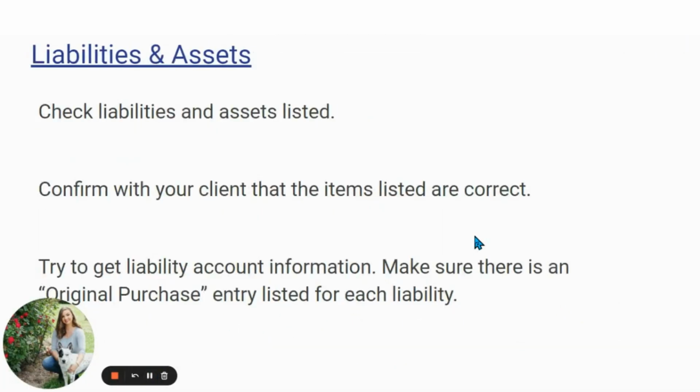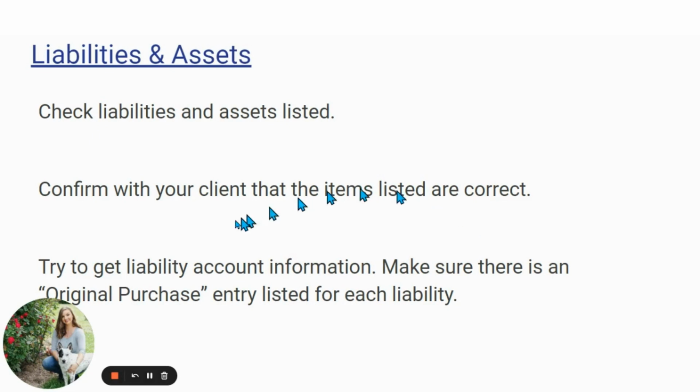All right, so now we're going to talk about liabilities and assets. We kind of covered this a minute ago in the balance sheet, but we want to check the liabilities and assets that are listed, confirm with your client that the items listed are correct, try to get liability account information, and make sure there's an original purchase entry listed for each liability. So this client actually doesn't have any liabilities. They're a fairly new business, and so they don't have any loans, but I'm going to show you a company that does have a few loans and what you want to make sure that you have for each of those items.